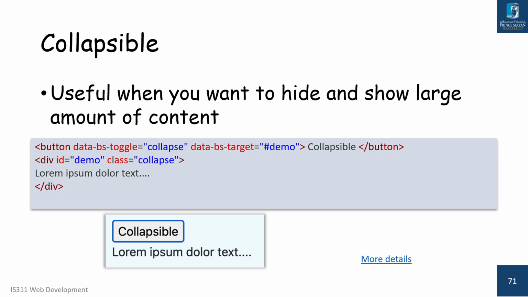Then we have a collapsible. Sometimes on pages you see read more, and when you click on read more, it opens up, and then you see read less. When you click it, it will collapse. So that is the collapsible. It shows you more information if you want to see it, otherwise it shows you basic information about that item. And if you want to read more, you click on that, and it will open up. By default, it is hidden. It is not visible. So it is useful when you want to hide and show large amounts of content.